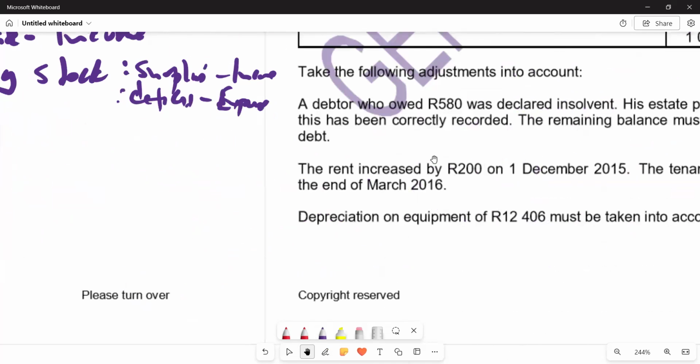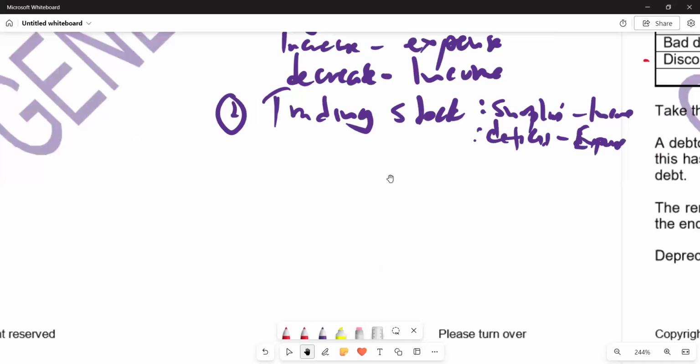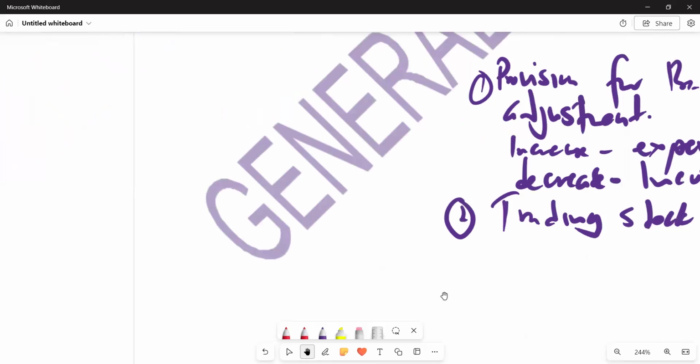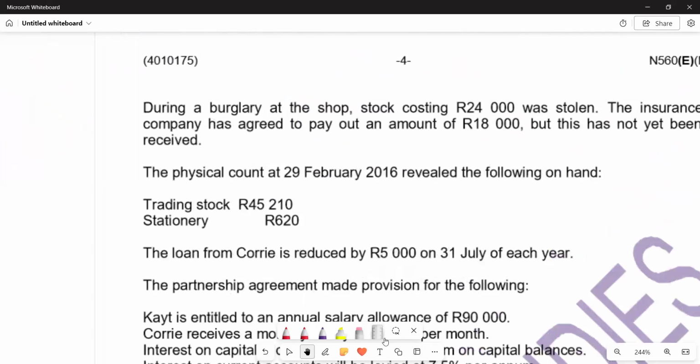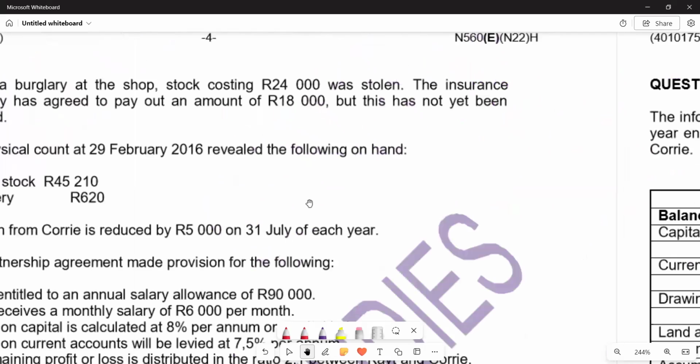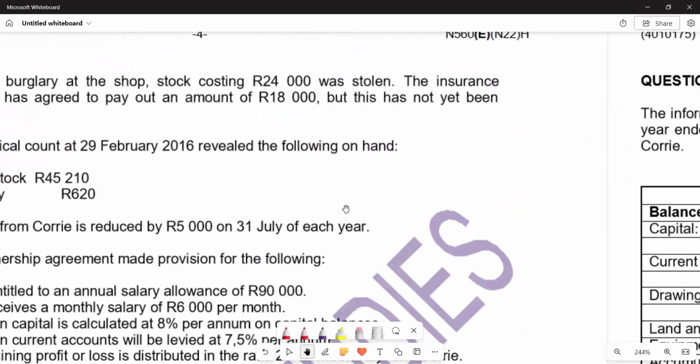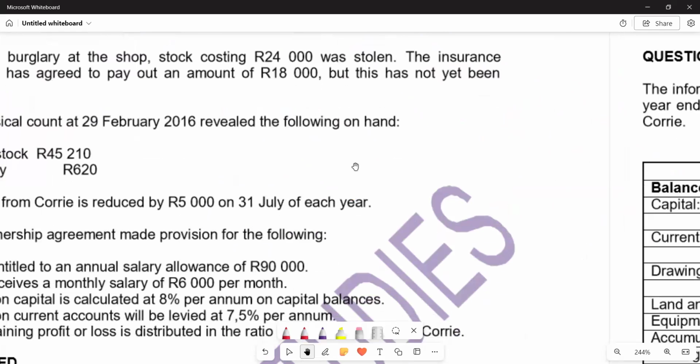Which means you are going to check your provision for bad debts. What percentage are we given, or are we given an amount? So in this question, you would see that we do not have provision for bad debts. So if you don't have, we just leave it. And then we check for a trading stock surplus or a deficit.